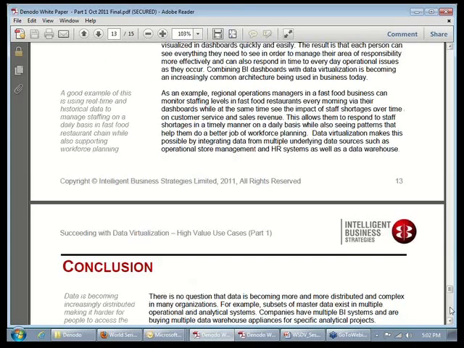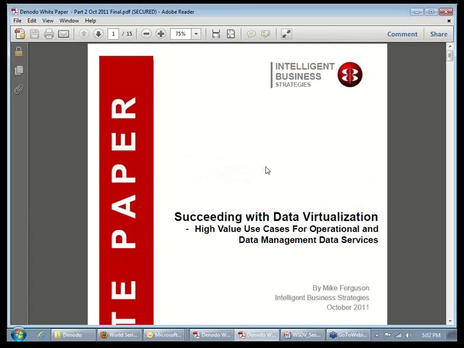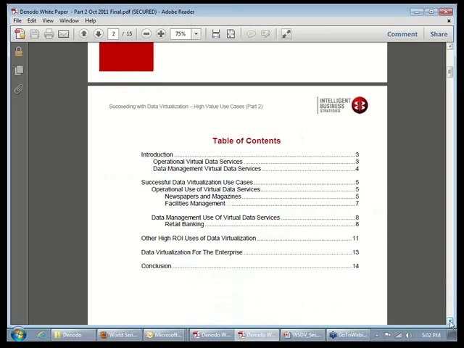Part 2 of the series, Succeeding with Data Virtualization, High-Value Use Cases, focuses on operational and data management uses of virtual data services. This paper is no less ambitious. It again recaps what operational virtual data services mean, and also touches on some aspects of transactional use and data management uses such as virtual data marts, master data management, etc.